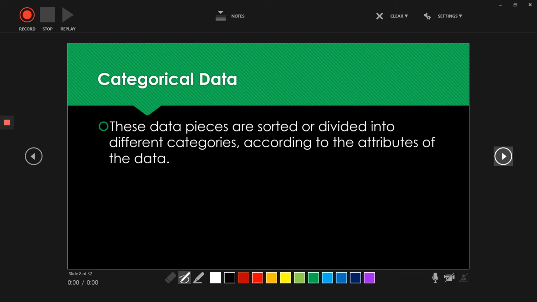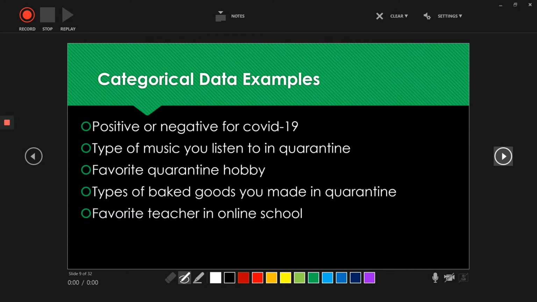So what about categorical data? So these are things that are sorted or divided into different categories, right? So instead of numbers or things that you count, we have categorical data. So for example, are you positive or negative for COVID-19, right? There are two possible answers to that question, and you have a category of positive and a category of negative.